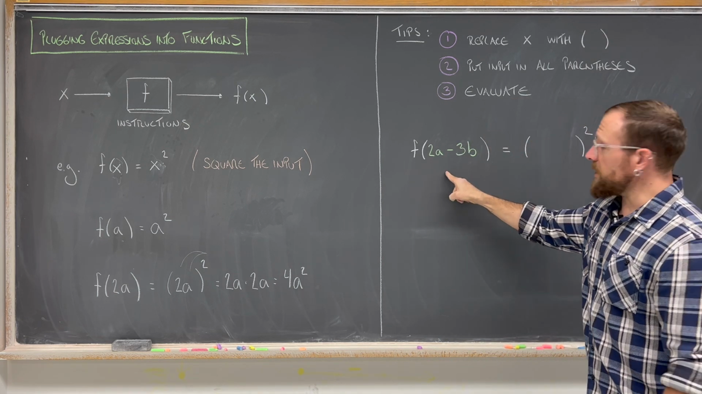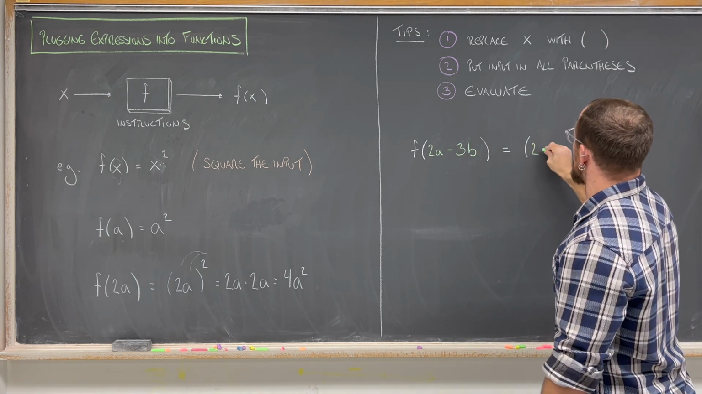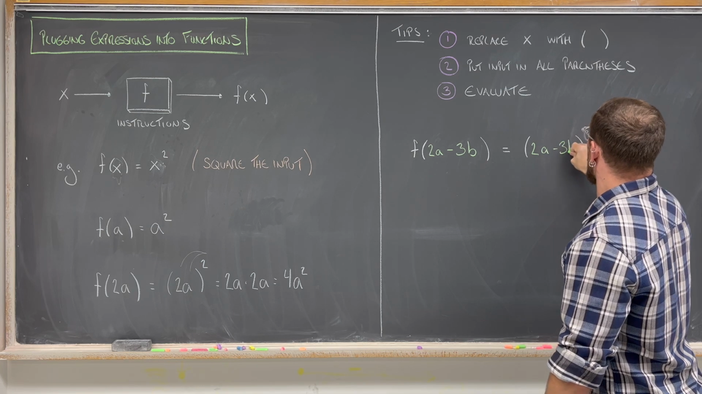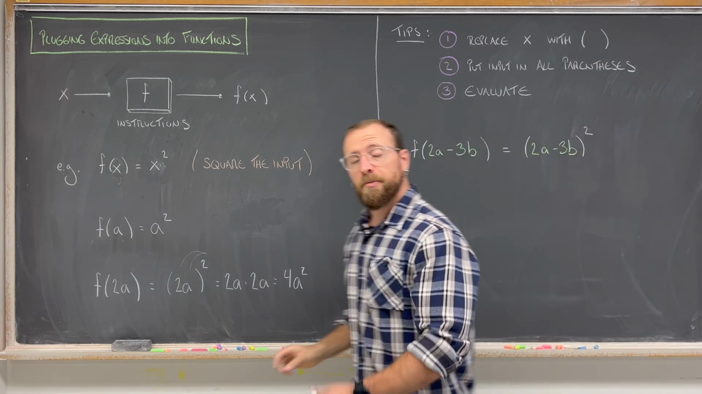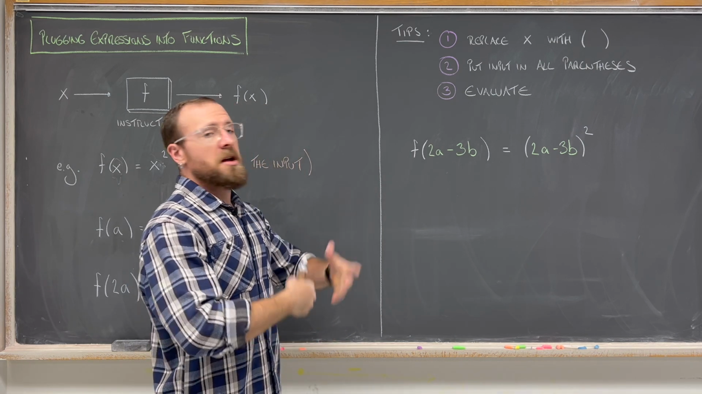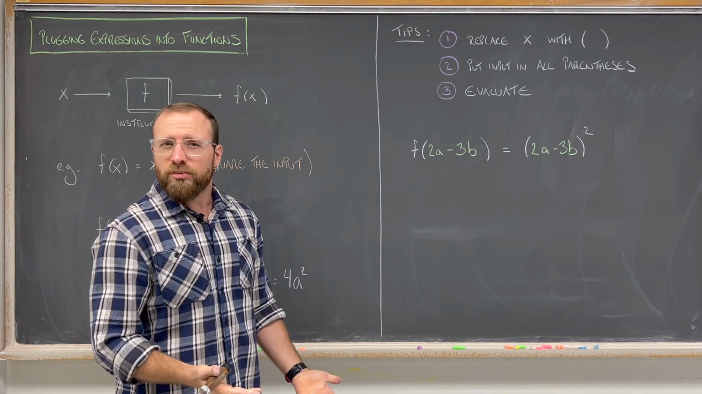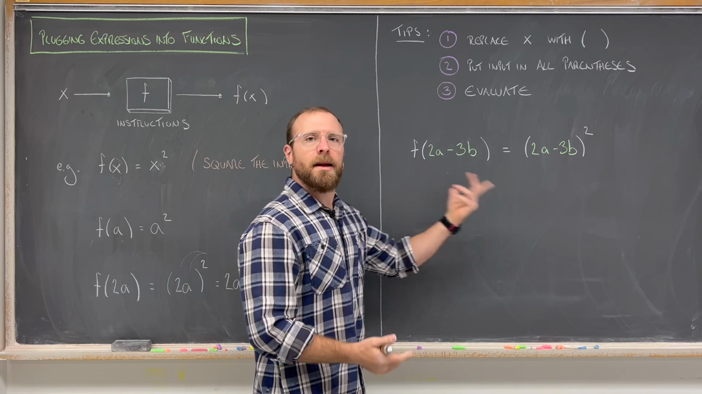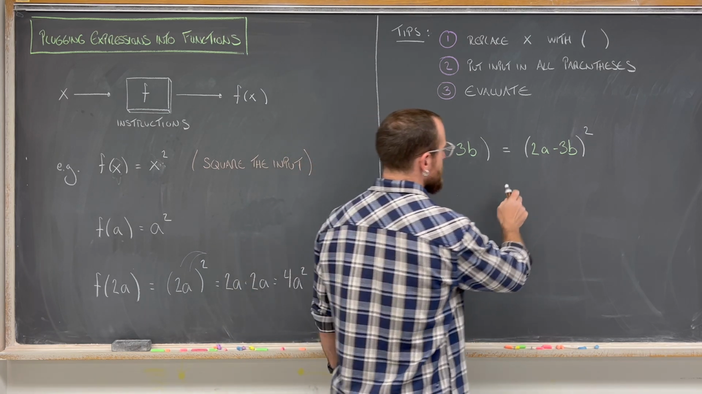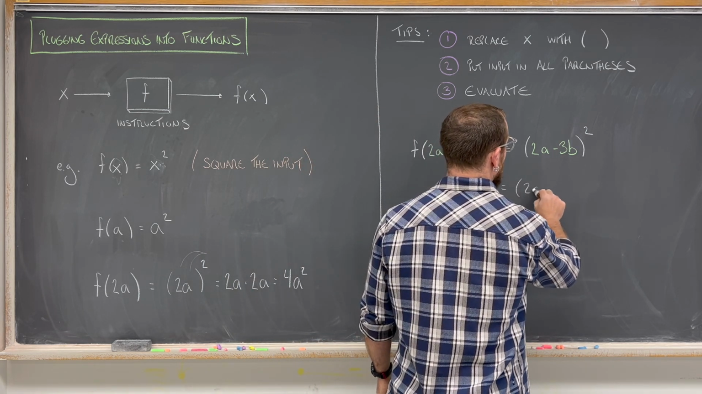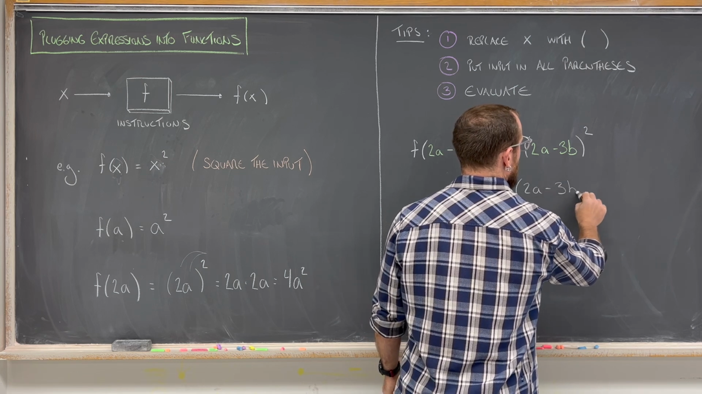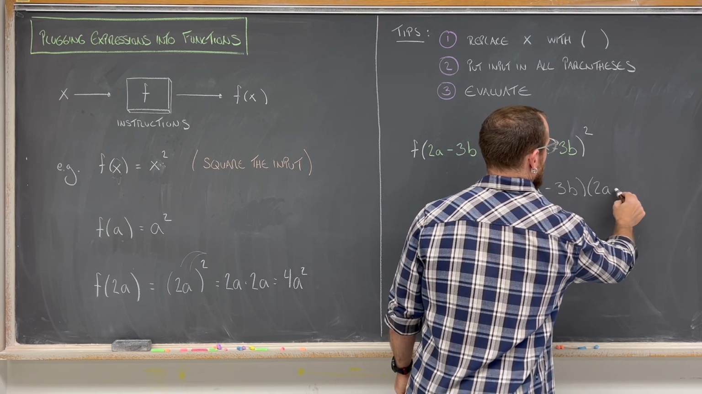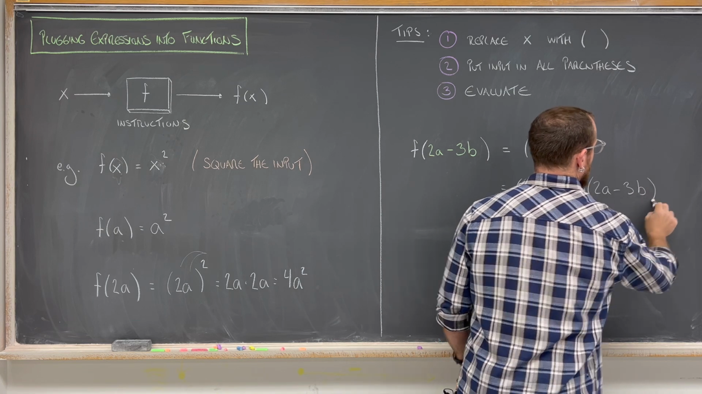So that's the input. This function takes the input and squares it. Now the parentheses are very important here. Once I write this down, the rest is probably pretty easy, okay? It's the setup that is the new part. The rest should be review. This means 2a minus 3b times 2a minus 3b.